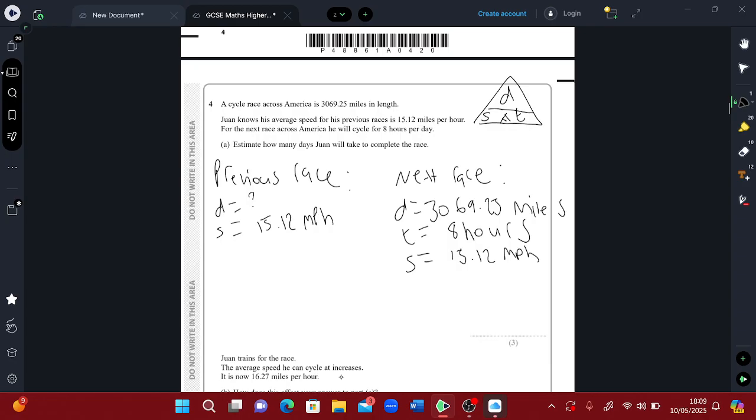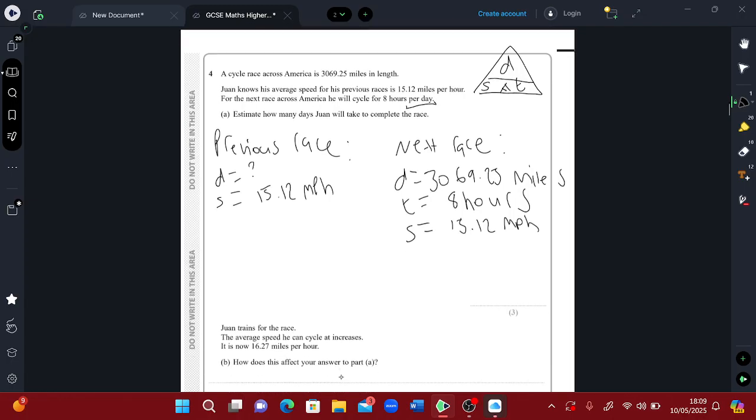The time is 8 hours per day here because it's asking us how many days to complete the race. So let's work it out. We want the time as a whole, right? Let's ignore that; turns out we don't need it, but it's always good to jot information like that down. If you don't need any other information, it's fine. Just play it safe. So how many days? We can work out how many hours overall by doing distance over speed, so the time will be distance over speed.